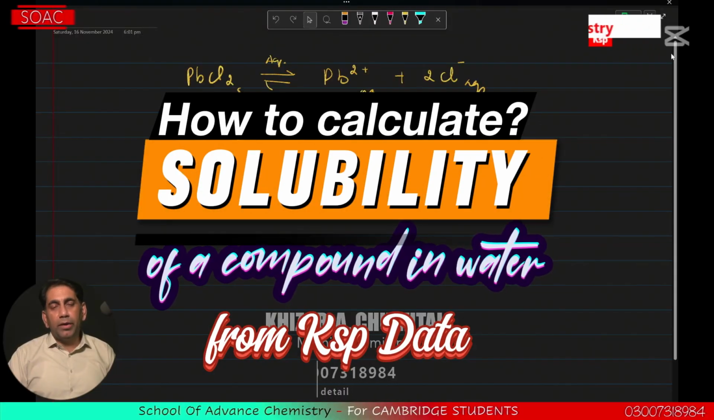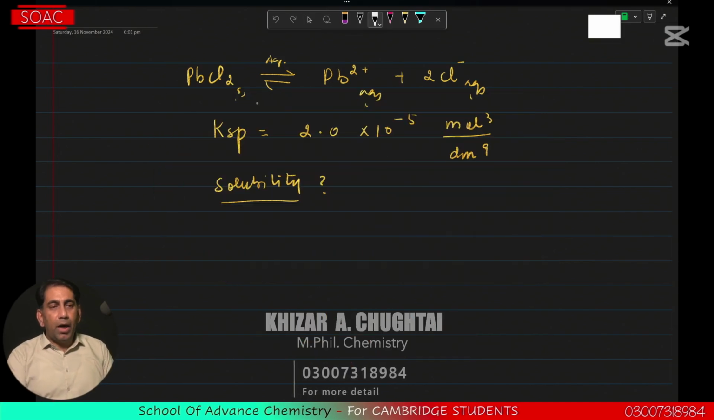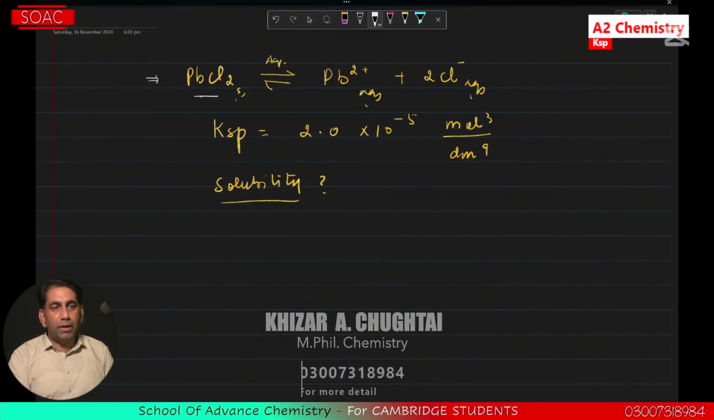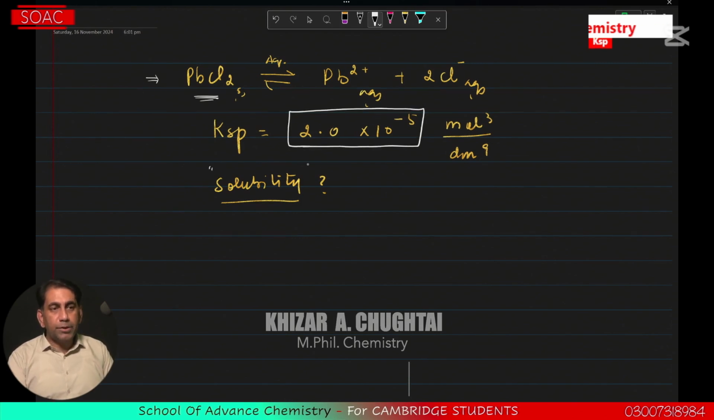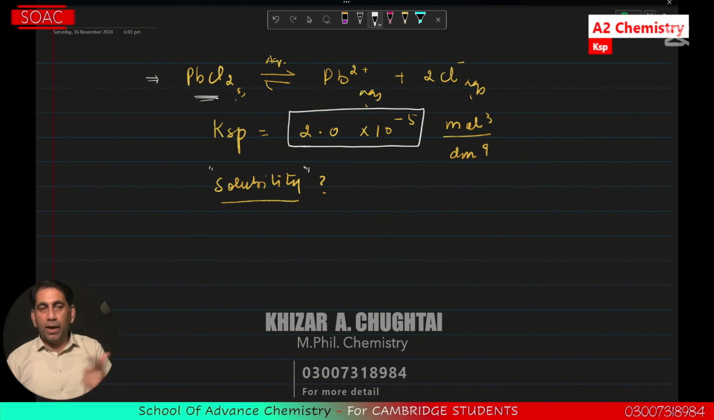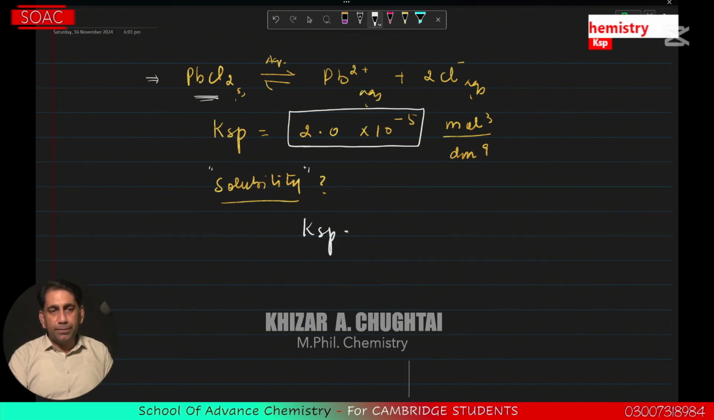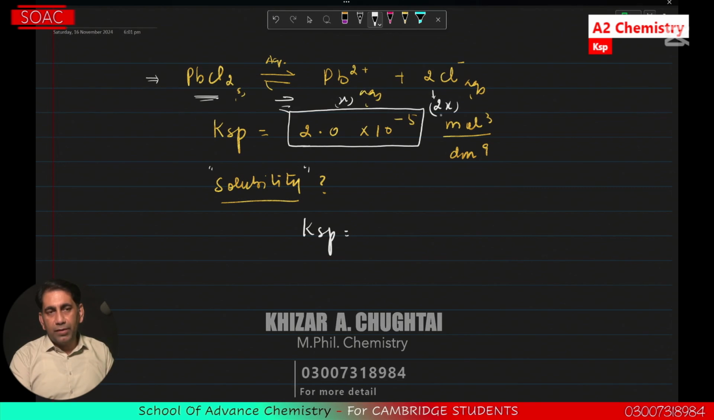Let's see how to calculate solubility from the KSP data. Once again, I have this PbCl2 that is going to be dissolved in water, and this is the value of its KSP. I am supposed to find the solubility of PbCl2 in water from KSP. I'm going to write the expression of KSP in terms of X. At the stage of equilibrium, it will be X mole for Pb2+ and 2X mole for Cl-.